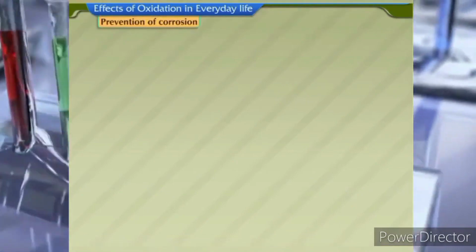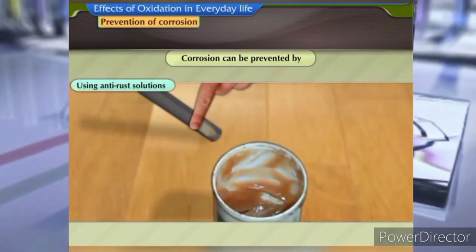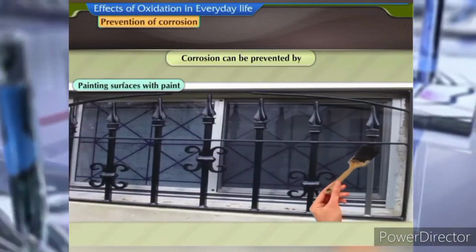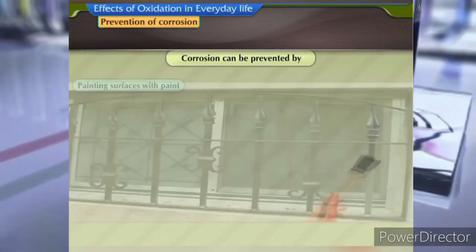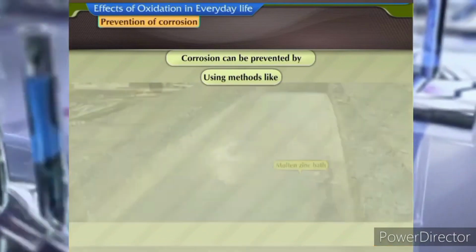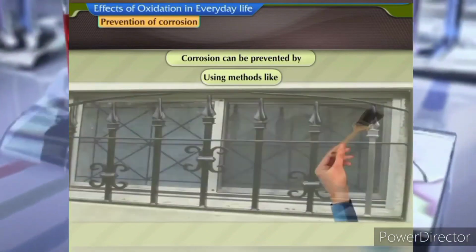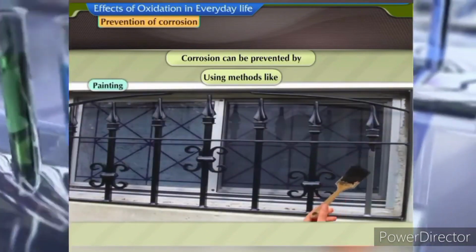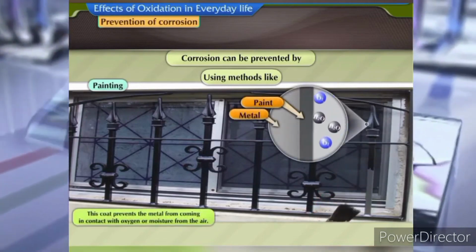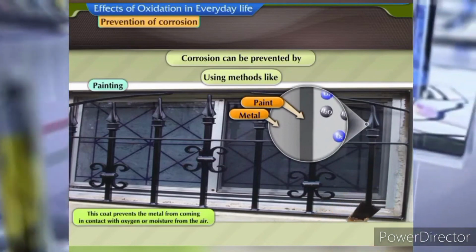Prevention of corrosion. Corrosion can be prevented by using anti-rust solutions, painting surfaces with paint, and using methods like electroplating and galvanizing. Painting forms a protective coat on the metal surface. This coat prevents the metal from coming in contact with oxygen or moisture from the air.